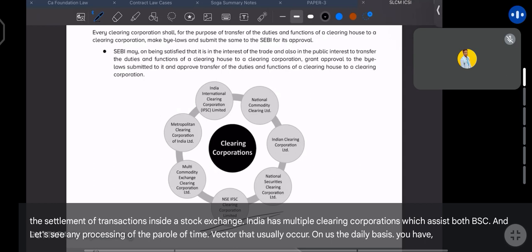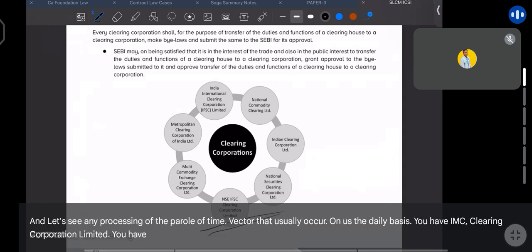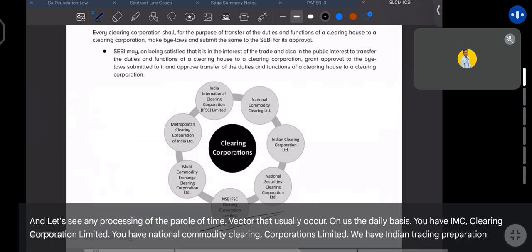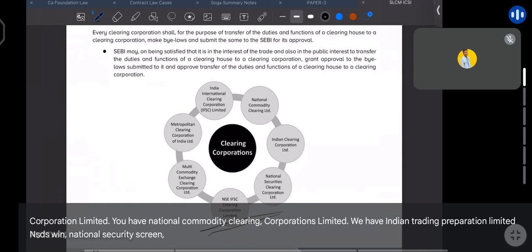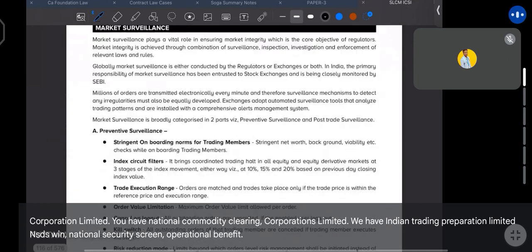You have IFSC Clearing Corporation Limited, you have National Commodity Clearing Corporation Limited, you have Indian Clearing Corporation Limited, you have NSDL's National Securities Clearing Corporation Limited, and like that you have three more.